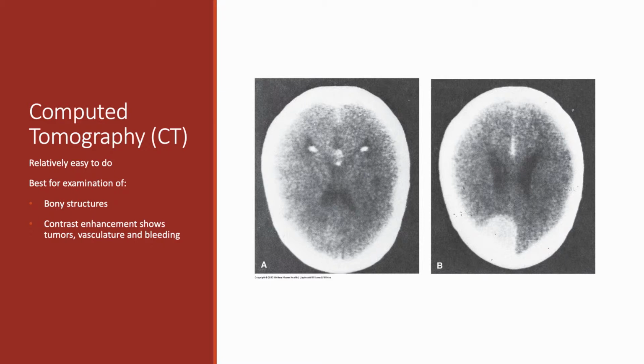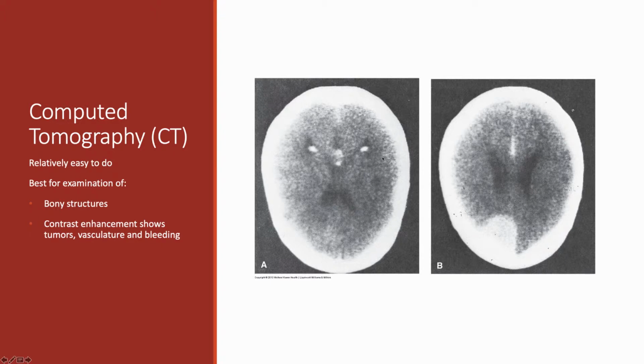Calcification is the thing that shows up best on CT scan and regular old X-rays. We can also add contrast to show tumors, vasculature, bleeding, things like that. And you can see a couple of contrast enhanced areas here showing up on this CT scan.